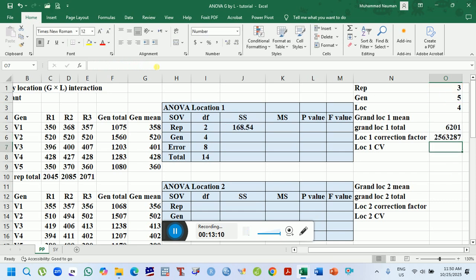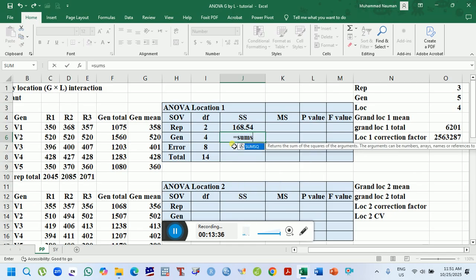Enter. You have noticed this figure is also changed. Now we will calculate the genotype sum of square, equal to SUM SQ.